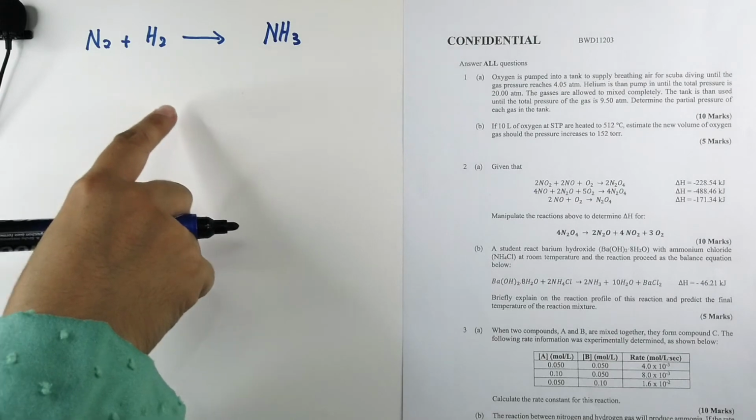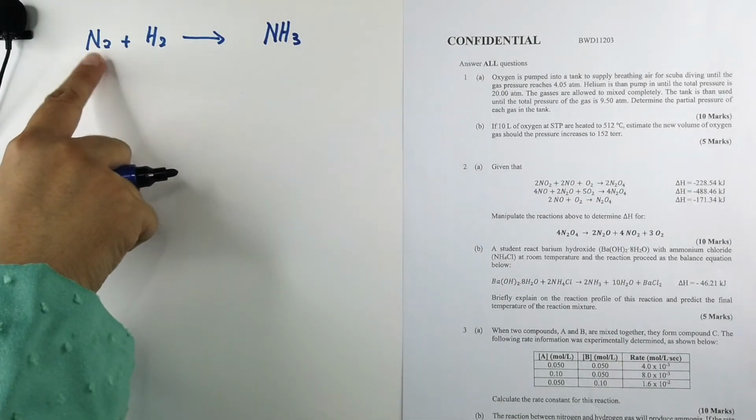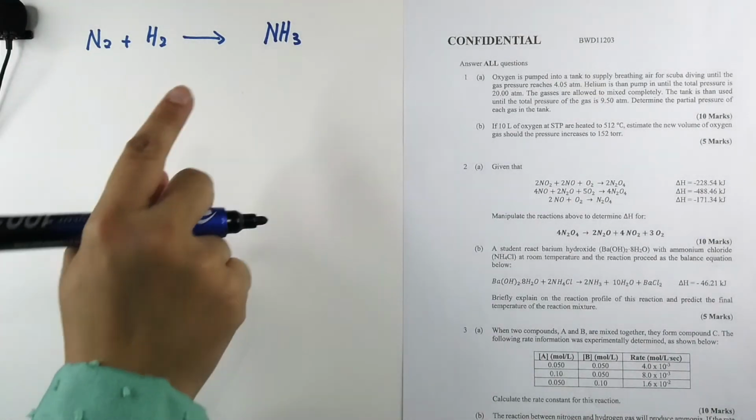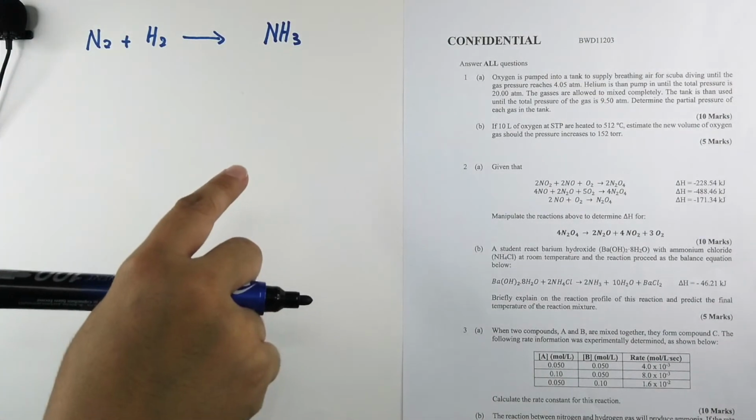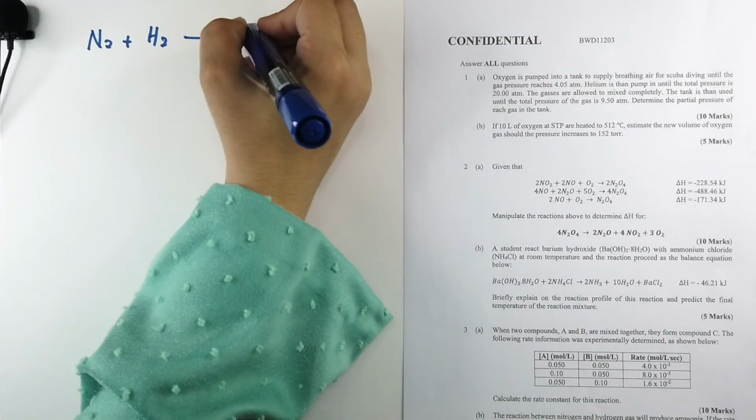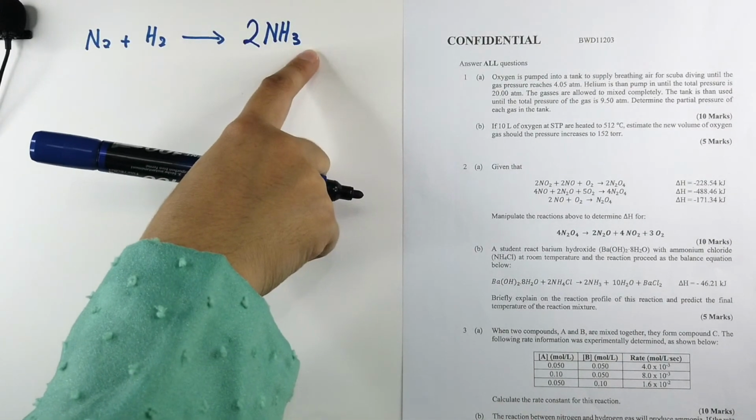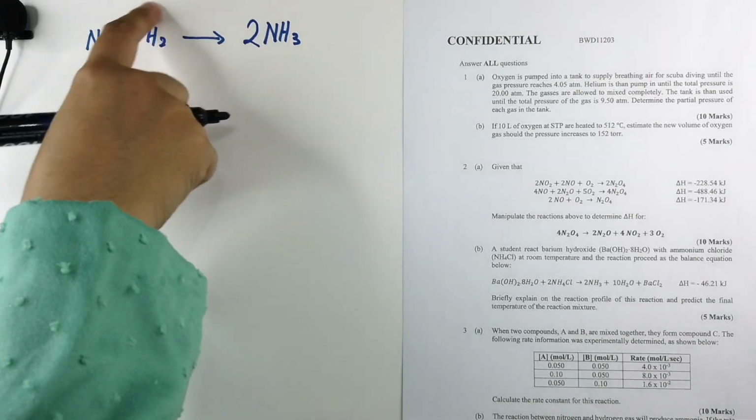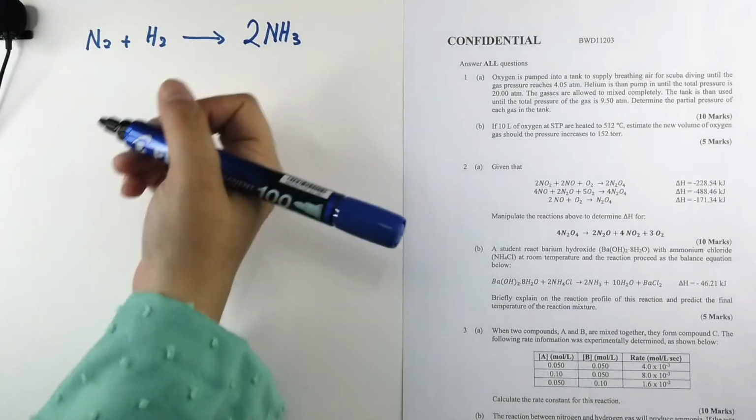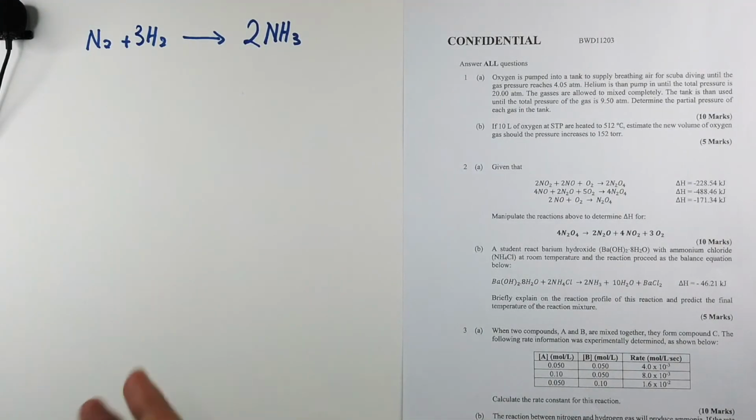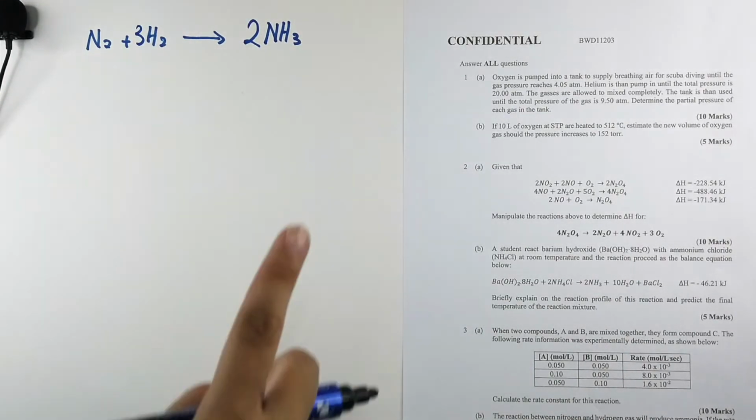If you can see here, you have N2 here, which means that you have 2N. Here you only have 1N, so you need 2 times 2 over here. Since you have times 2 over here, 2 times 3 is equivalent to 6. You only have 2 hydrogen here, so you need 3 times 2 equivalent to 6. So this equation is balanced already.